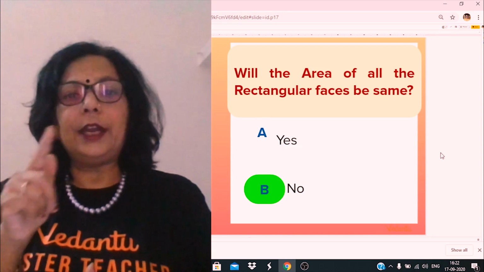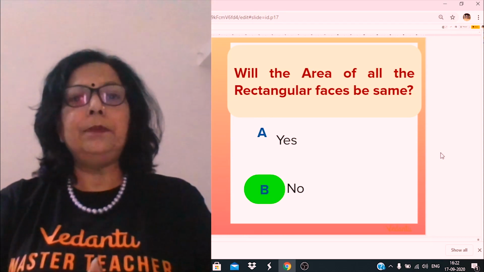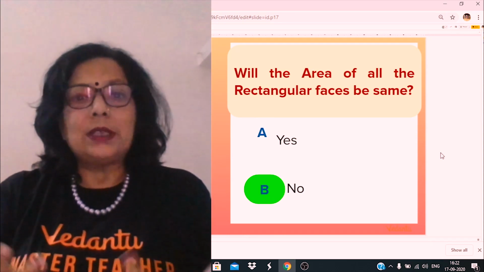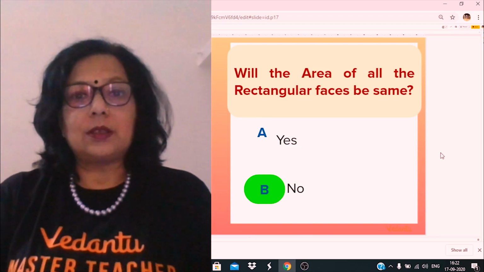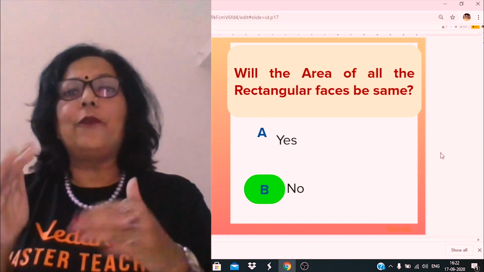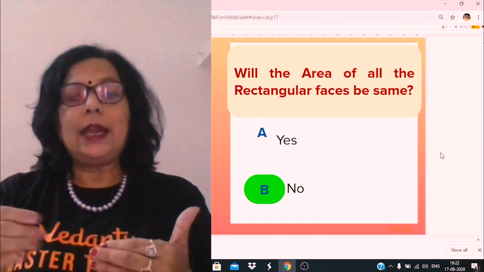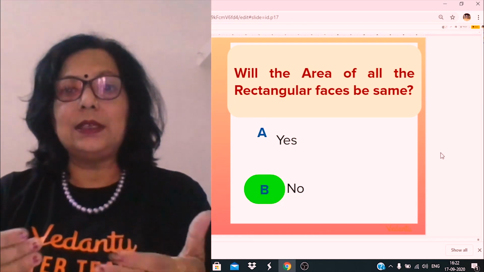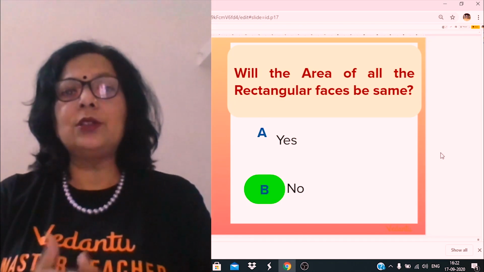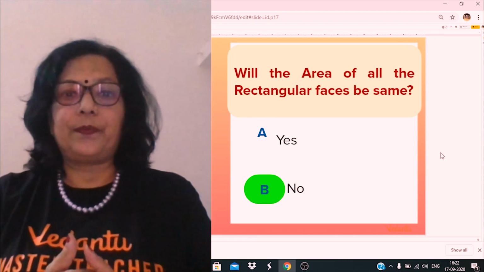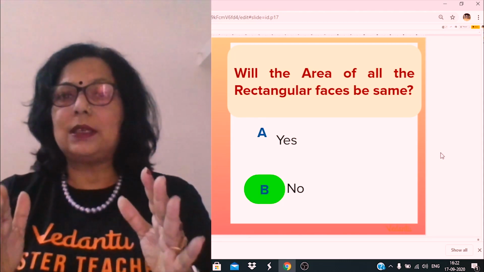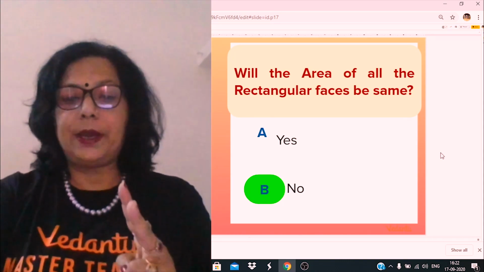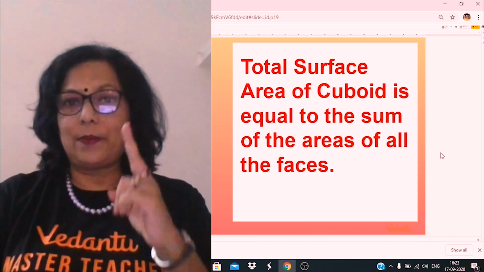So, will the area of all these faces be the same? No, because they are not of the same dimensions. One pair of faces, the like faces, have the same dimensions, so their area will be the same. So out of 6 faces, I get 3 pairs which have the same dimensions.